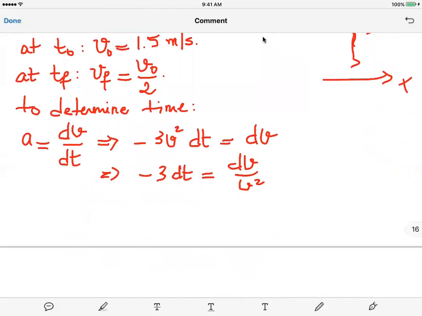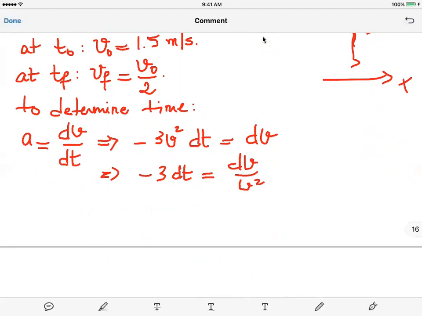And so from now on, we can go on with the integration. So we make the integral of minus 3 dt equal to the integral of dv divided by v squared, between some initial time t0 up to final time t. And of course, these limits have to be the same on both sides.